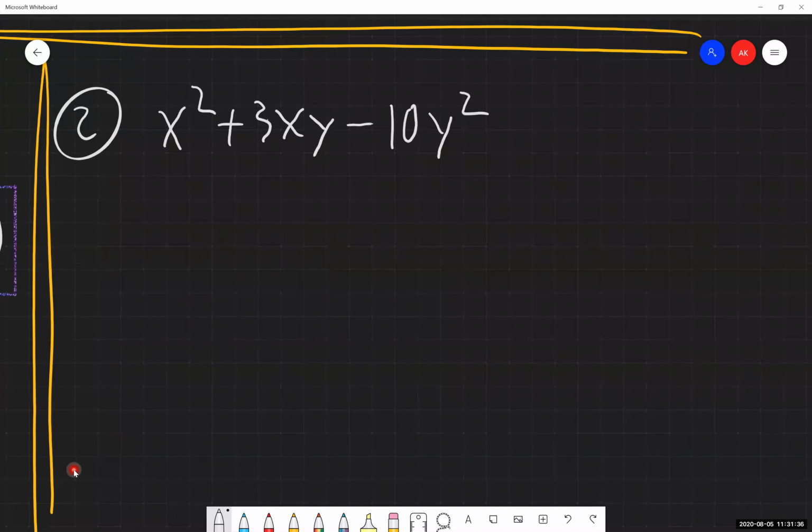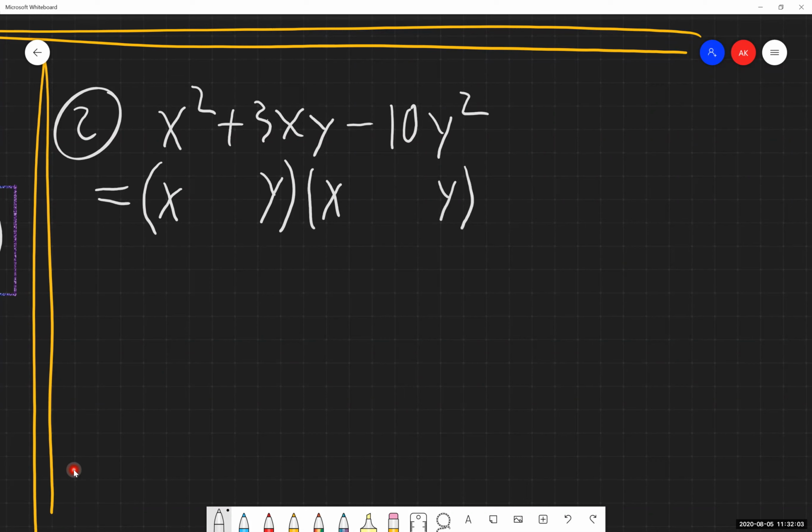Okay, so we have x squared plus 3xy minus 10y squared. Again, I'm changing the variables slightly from the original problem as it's listed. Following the exact same process, I'm assuming I can factor this, so let's make that happen. I'm going to get the shell of my answer: x plus or minus something times y, times x plus or minus something times y.